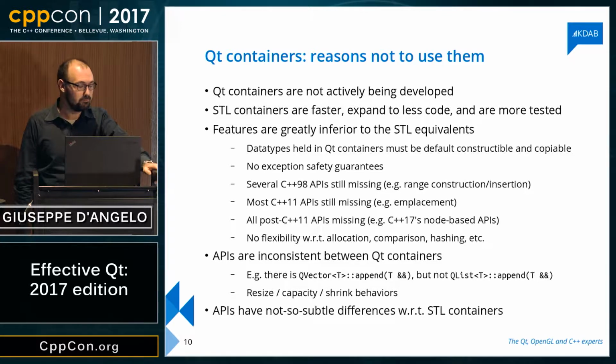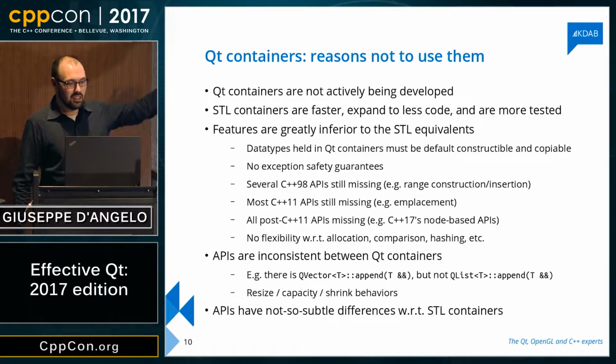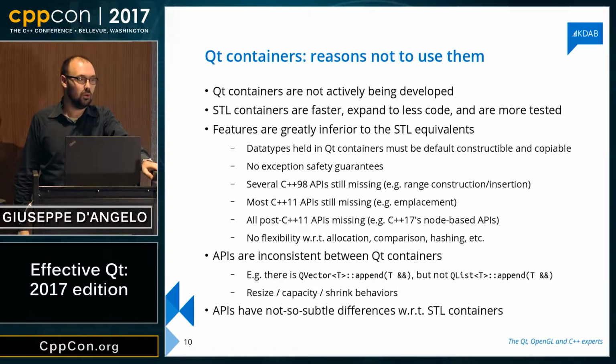That's it. Yep. Inside Qt there are also inconsistent APIs. So for instance, there is a QVector append overloaded for rvalues. There isn't the equivalent for QList. Some people just forgot it or they didn't consider it was a good idea. In general, yeah, all these reasons should make you very aware that you should avoid using Qt containers from your own code.